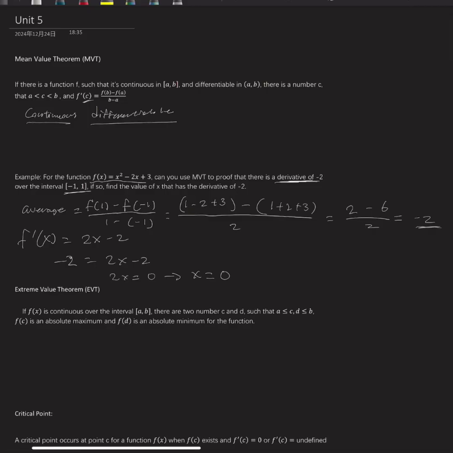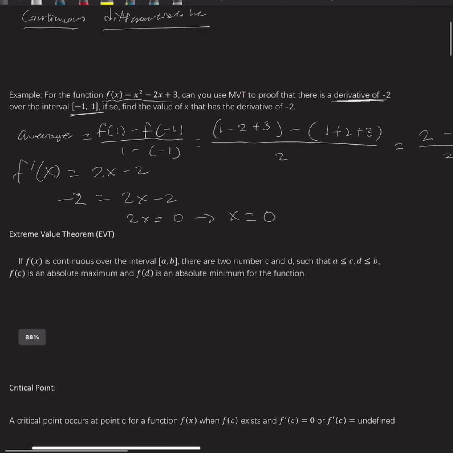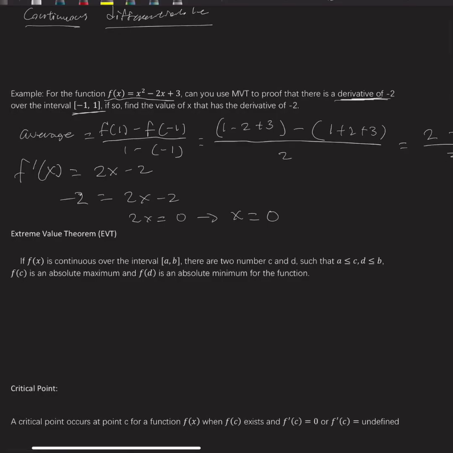Okay, let's look at the next theorem. It's the extreme value theorem. If f of x is continuous over the closed interval [a, b], there are two numbers c and d such that a is less than or equal to c and d is less than or equal to b, and f of c is an absolute maximum and f of d is an absolute minimum for the function. So what it means is if a function is continuous over that interval, there must be a global maximum and global minimum over that interval.